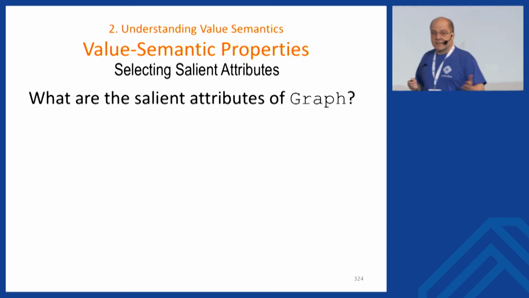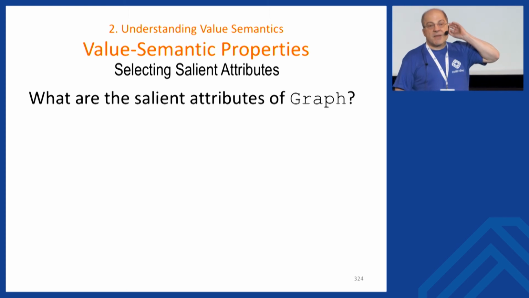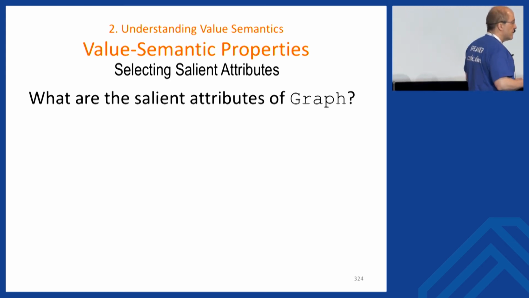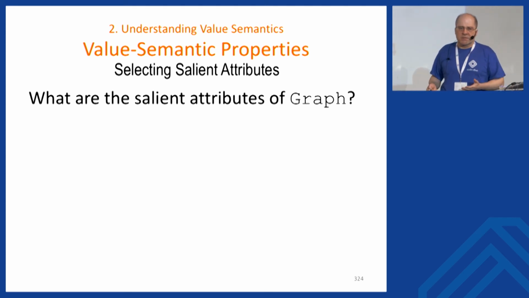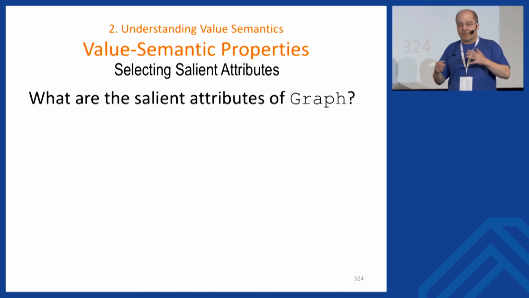what are the salient attributes of a graph? Somebody tell me. What do I need to know for two graphs to have the same value? They have to have the same edges. So think about what you just said. They have the same edges? What does that mean? The adjacency of the nodes, something like that. Do they have to have the same number of nodes? Or can they have different numbers of nodes for two graphs to have the same value?